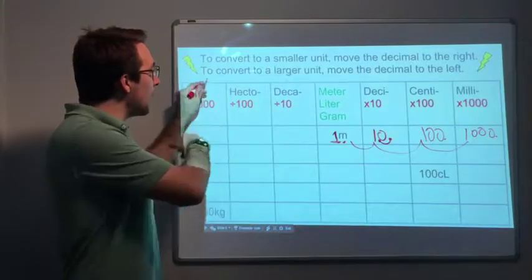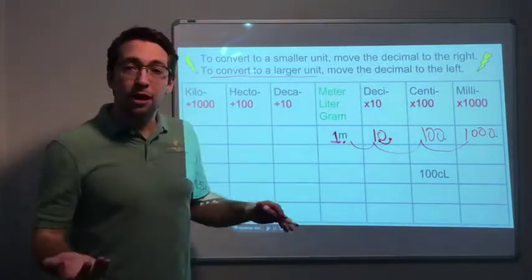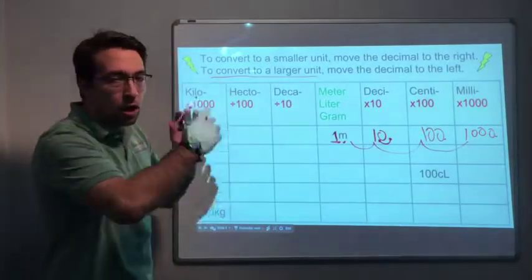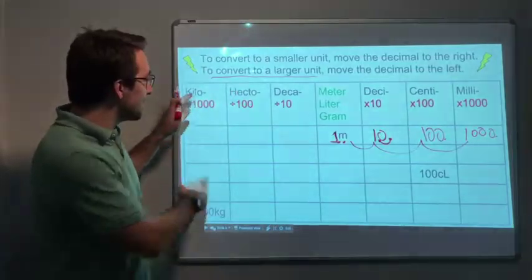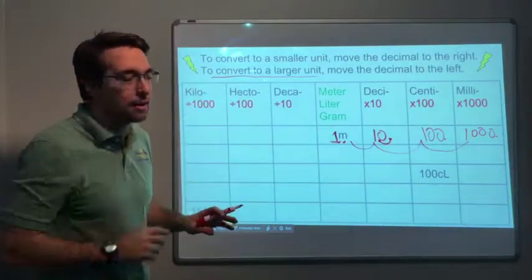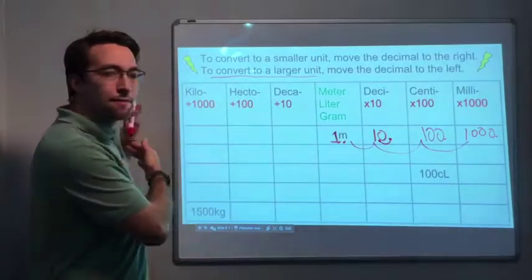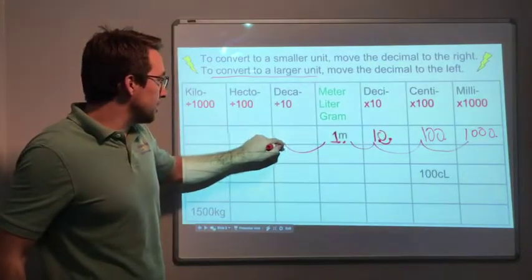Now, if we're going to go to a bigger unit, a larger unit, then you move the decimal to the left. Guys, a kilometer is the largest unit. Kilometer, kilogram, kiloliter. Kilo is the biggest. So whenever you have any questions, kilo is the biggest. You're going to the left. All right. So we'll go over 1 column to the left.